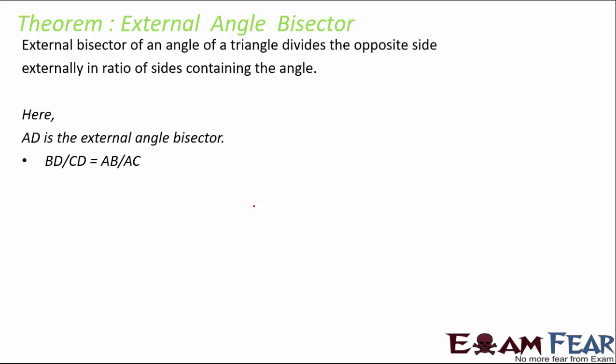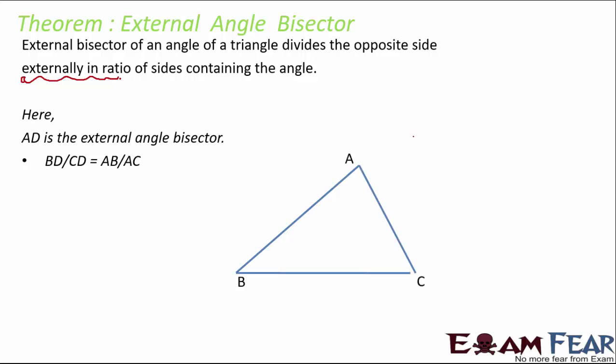Let's move on to the next theorem, which states that the external angle bisector of a triangle divides the opposite side externally in the ratio of sides containing the angle. Sometime back we learned about the theorem related to internal angle bisector. So it is a very similar thing, just that everything happens externally here. For example, let's draw the triangle first. So let's say this is triangle ABC. Now since we are talking about external angle bisector here, we just extrapolate these two sides so that we are able to understand which one is the external angle bisector. Now AD here is the external angle bisector.